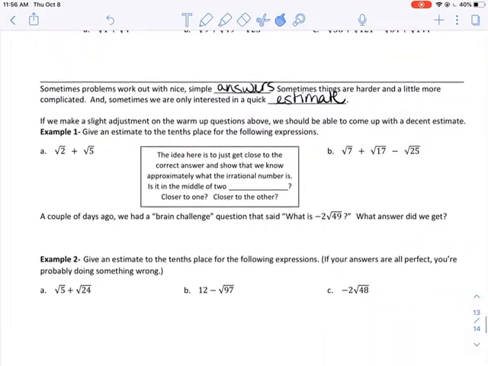So we are going to give an estimate to the tenths place for all the expressions that we're doing today. And really the idea is that we're getting close enough to the correct answer. If you're a couple tenths off on these, it's going to be really okay.